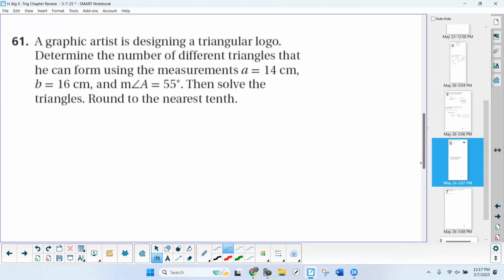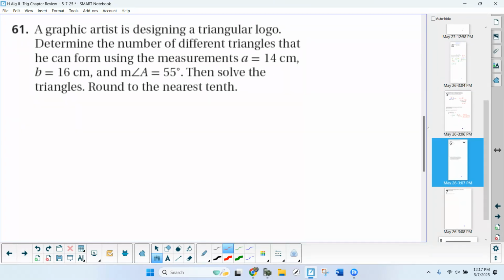Last one. On a triangle. Determine the number of triangles. That should be ding, ding, ding, ding, ding. What am I going to do? Look for the what? Ambiguous case.